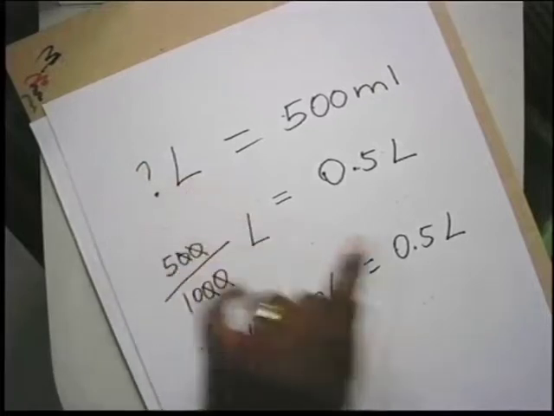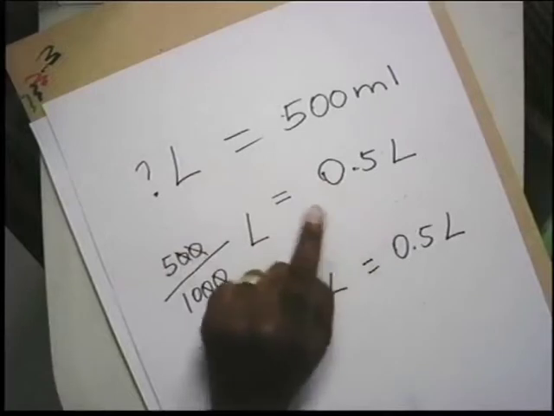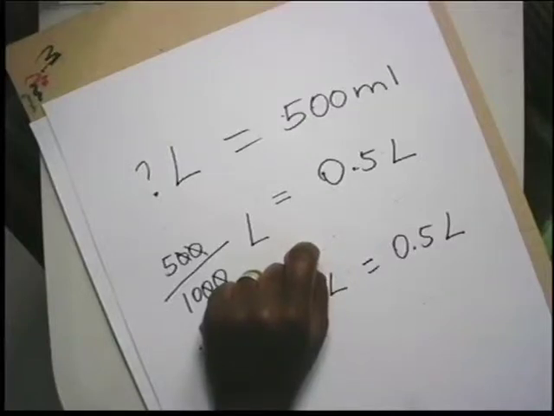Just take note, when you are converting from bigger to smaller, you are multiplying. When you are converting from smaller to bigger, you are dividing.